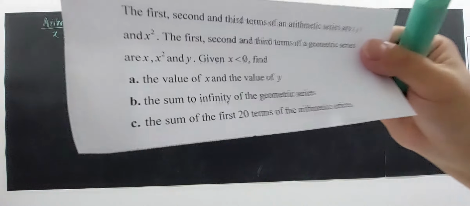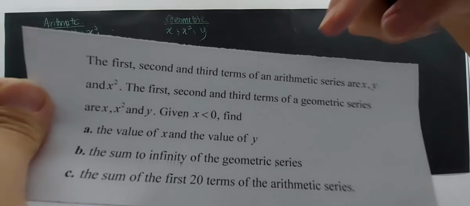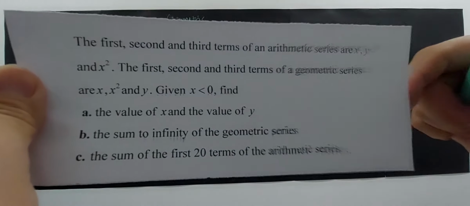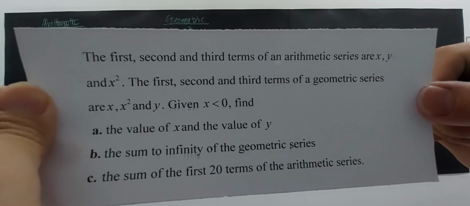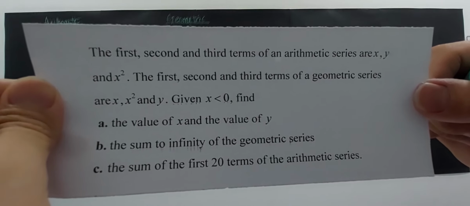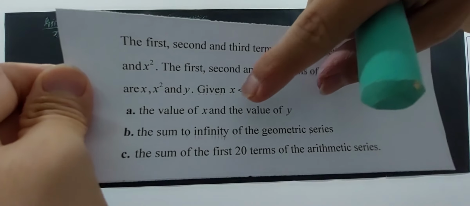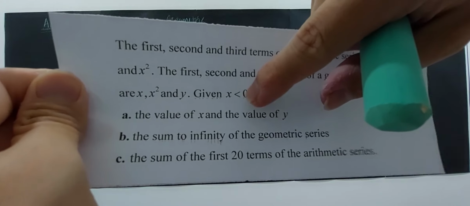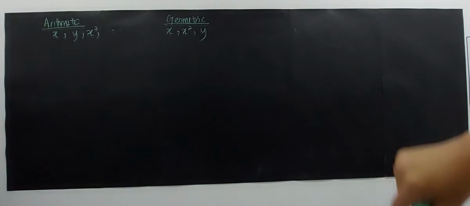So look at the question. The first, second, and third terms of an arithmetic series are x, y, and x to the power of 2. And the first, second, and third terms of a geometric series are x, x to the power of 2, and y. They also give the condition that x is a negative number, less than 0. Find the value of x and the value of y.